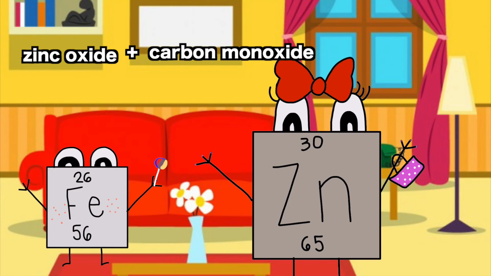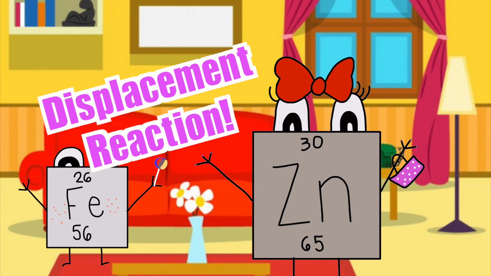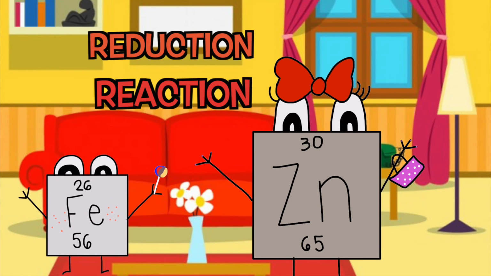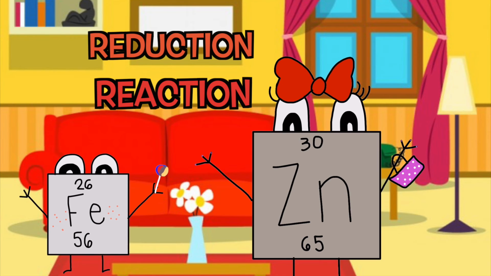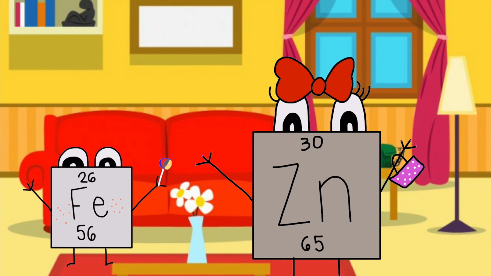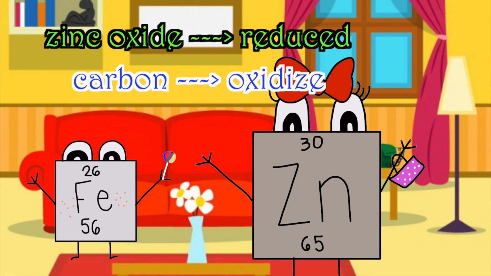Zinc oxide plus carbon monoxide gives us zinc plus carbon dioxide. It's a displacement reaction, just like you. And reactions which involve an oxygen loss are called... I remember. Reduction, reaction. Good, very good. And don't forget, zinc oxide is reduced and carbon is oxidized.